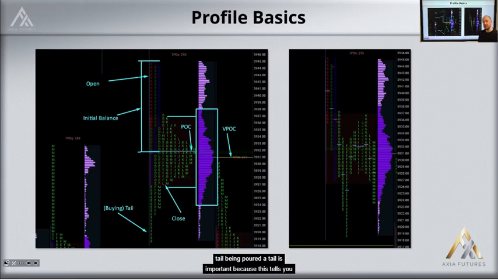The tail is important because this tells you whether a move is completed or not. We'll cover this in a little while. So that's predominantly everything you need to see from a profile.